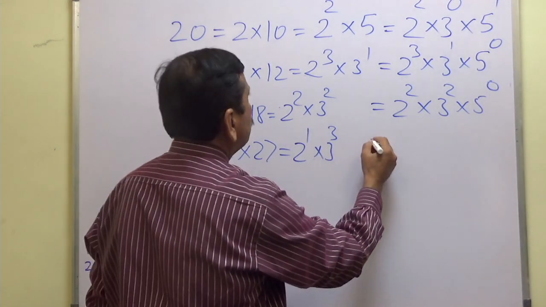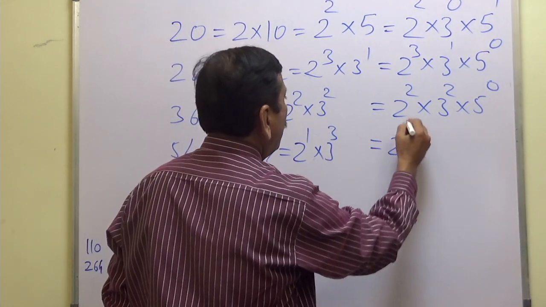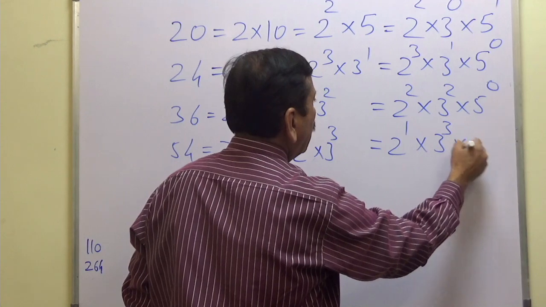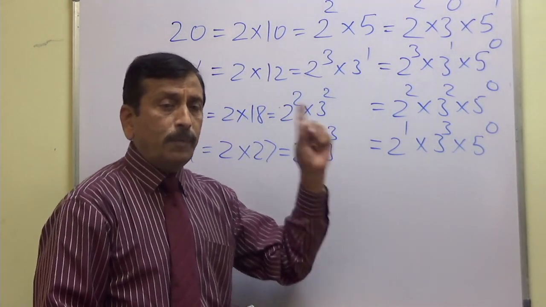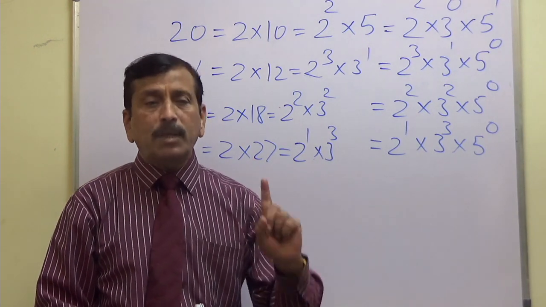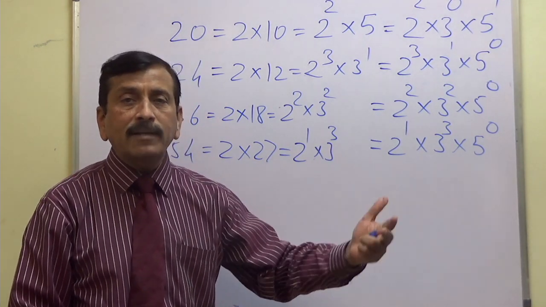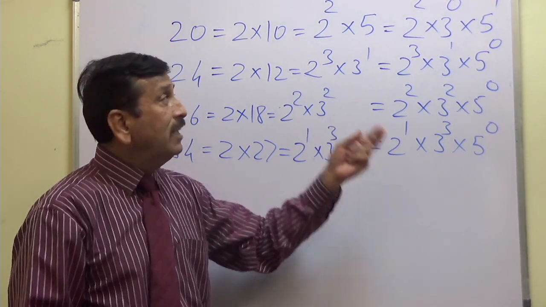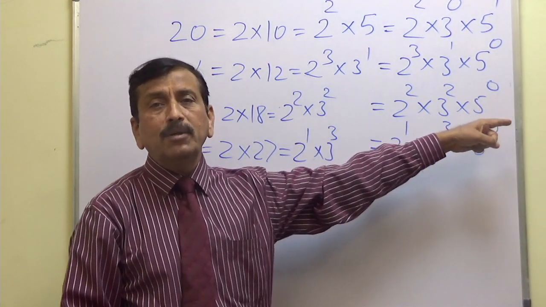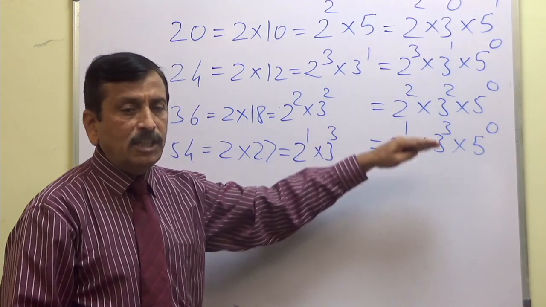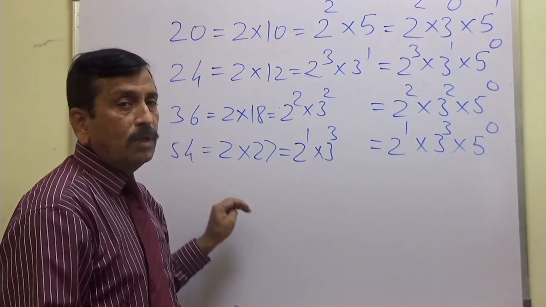Now here, 2 to the power 1, 3 to the power 3, and 5 to the power 0. You understand? What we have done is obtain, first of all, the factors which are prime. Then we have expressed the factors in their powers. And then we have expressed all three factors 2, 3 and 5 so that they appear in the factorization of all four numbers.